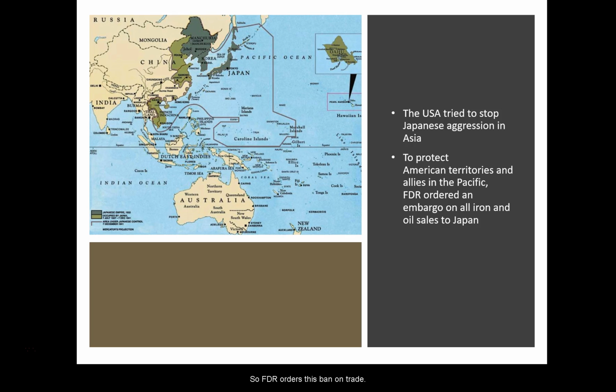So FDR orders this ban on trade. We're not going to offer you this anymore. You're on your own. In hopes that that's going to essentially get Japan to stop, because they're not going to have the materials they need.